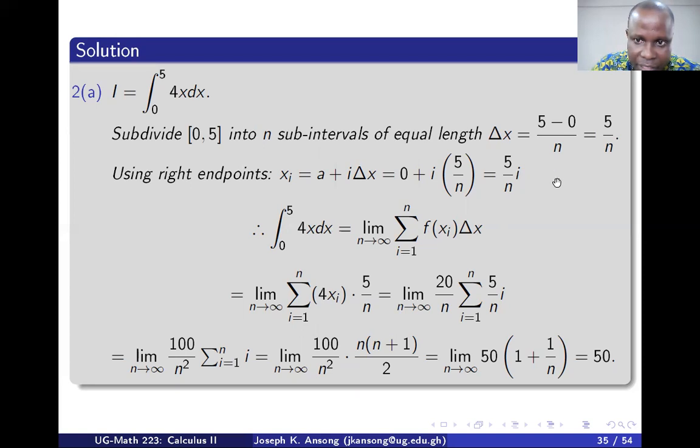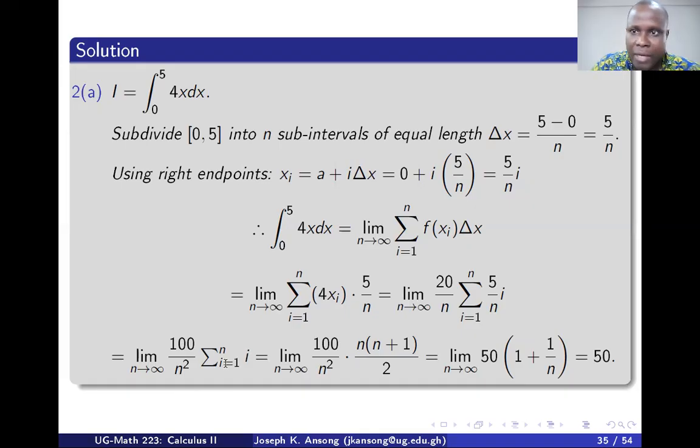If I put xi, 5 over n times i, over here, in the first place I'm going to have 4 times 5, that's 20, all over n, which is this. And then xi, of course, is 5 over n times i. So you just put these into the formula. That gives you this, and we can just expand this. I can bring the 5 out. That gives me 100 over n squared, and then the sum of i.